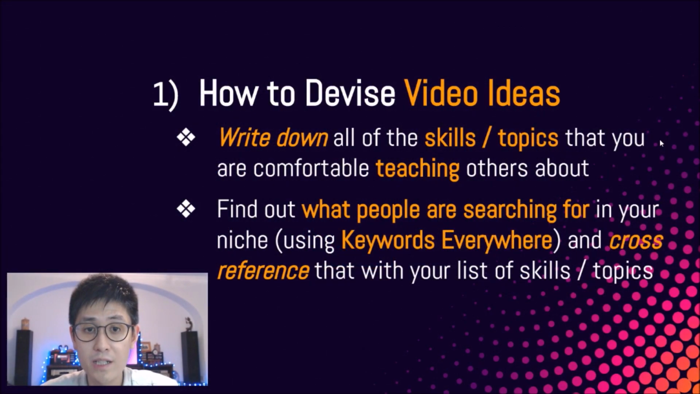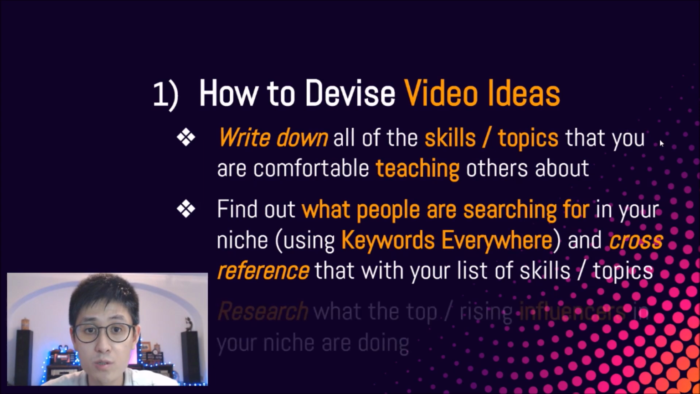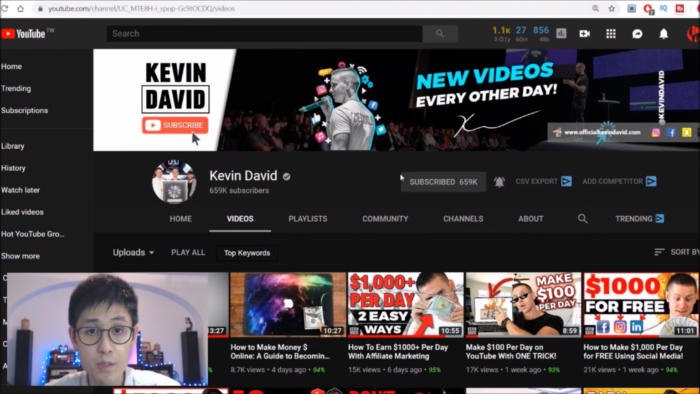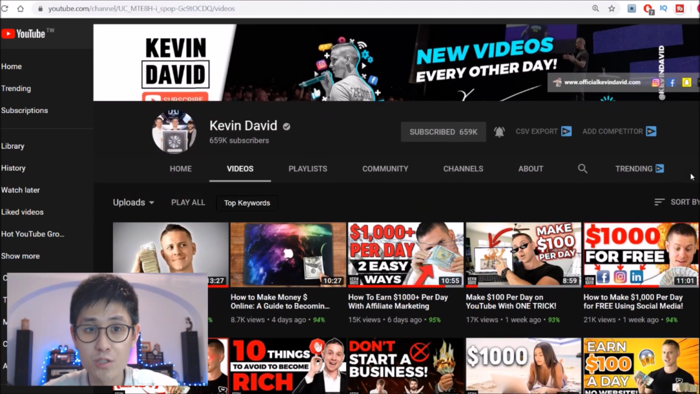And moving back to our slide here, I have yet another tip to share with you, which is to do research on what the top and rising influencers in your niche are doing. And the basic gist of this is to find out what has already worked for those influencers and make videos that are similar if it fits your channel. So for example, one of the top channels in my making money online and entrepreneurship niche is Kevin David. And not only myself, but I'm sure a lot of top content creators also frequent his channel.